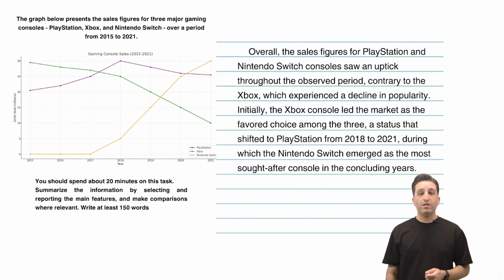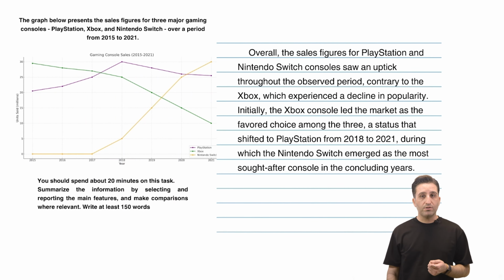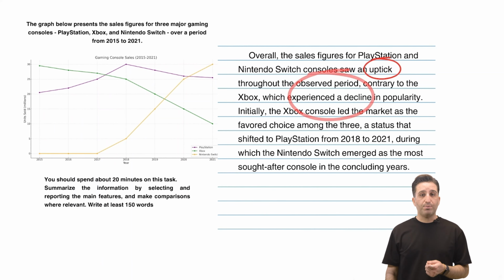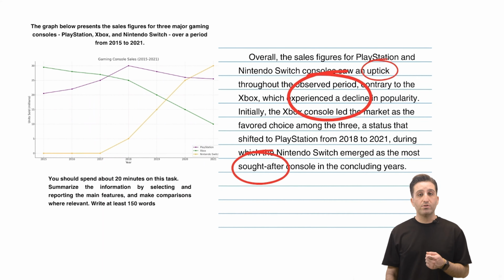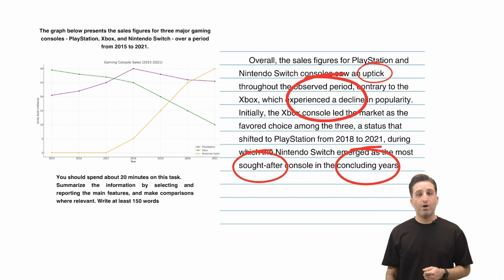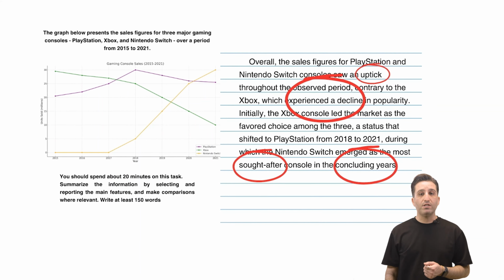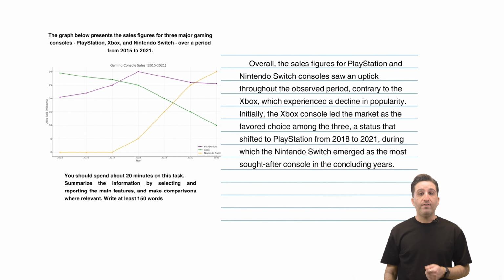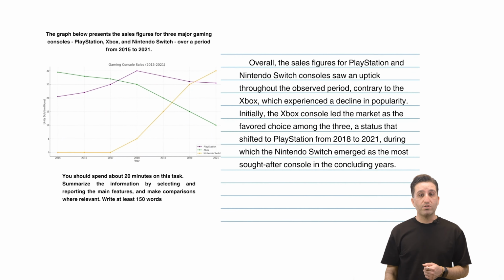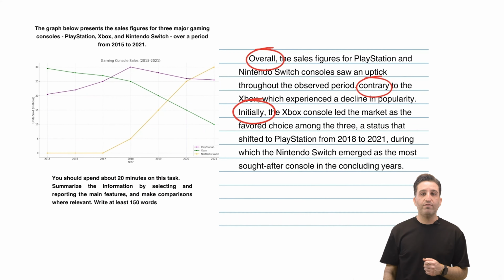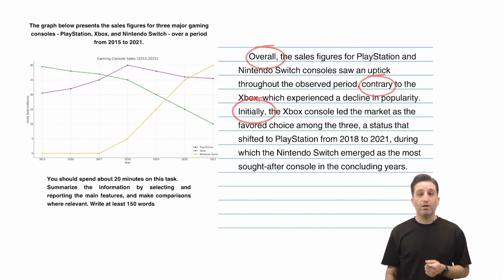The paragraph showcases a rich vocabulary that accurately describes trends and changes over time. Terms like "uptick," "experienced a decline," "emerged as the most sought after," and "concluding years" offer precise and varied ways to describe data and trends, demonstrating the writer's lexical resource. The paragraph is coherent and cohesive, with a clear overall statement followed by specific details. The use of linking words like "overall," "contrary to," and "initially" contributes to the smooth flow of information, making it easier for the reader to follow the narrative.